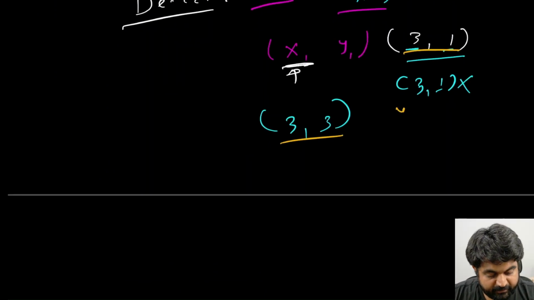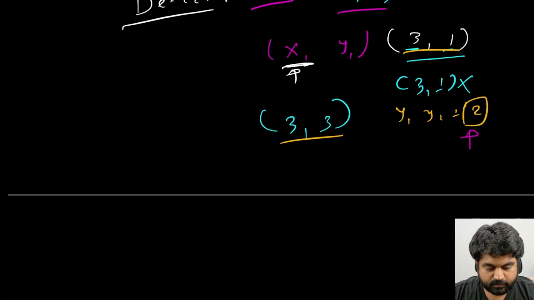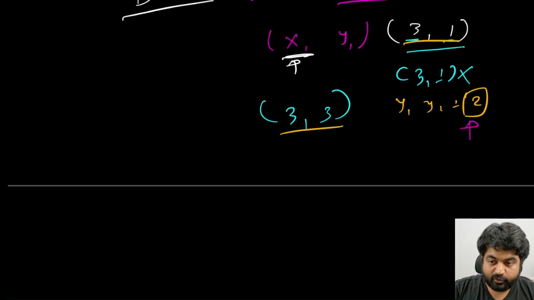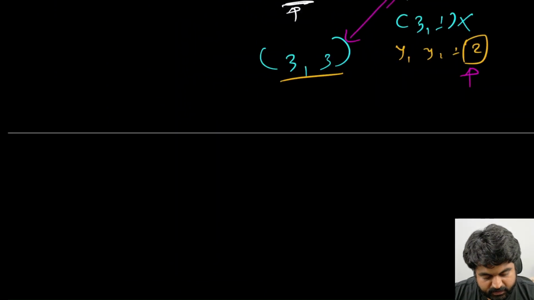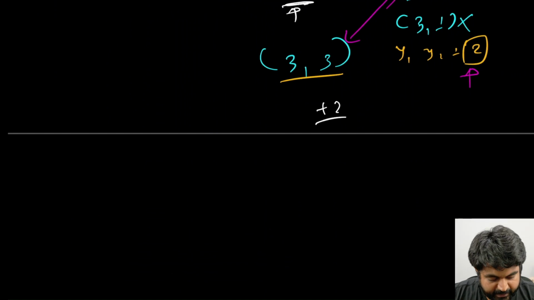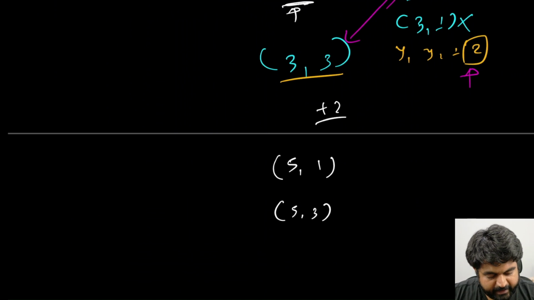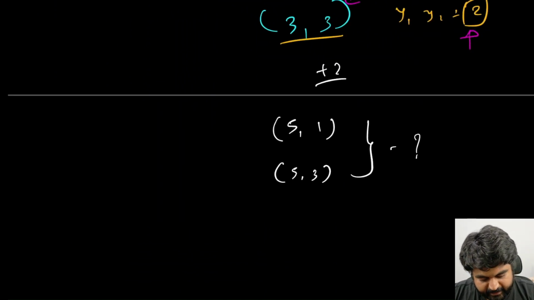So the difference between y1 and y2 is going to be 2. Now because we have this value 2, all we need to do is add 2 to one side of x and subtract 2 on the other side of x. So basically we already have this one edge, 3 1 and 3 3. Now we need to determine plus 2 on the x side, so that is going to be 5 1 and 5 3. Do we have this pair present? And the second one is 1 1 and 1 3. Do we have this combination present?